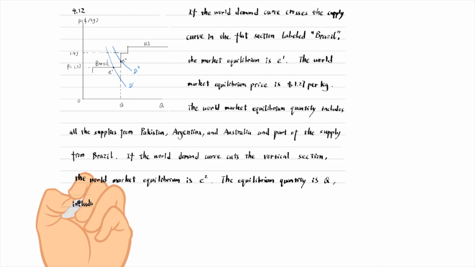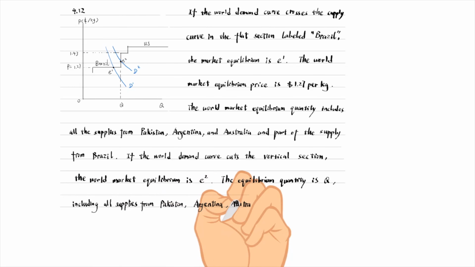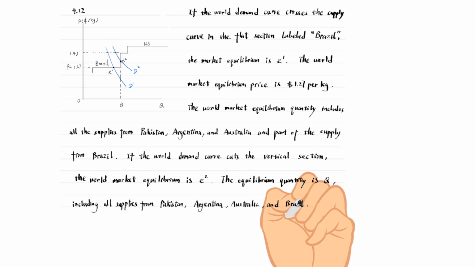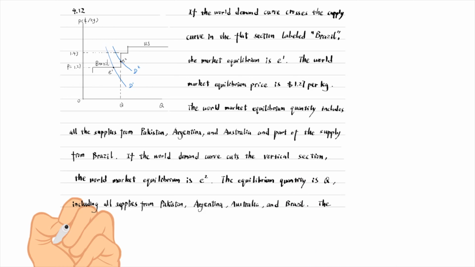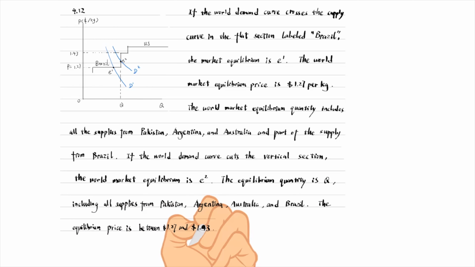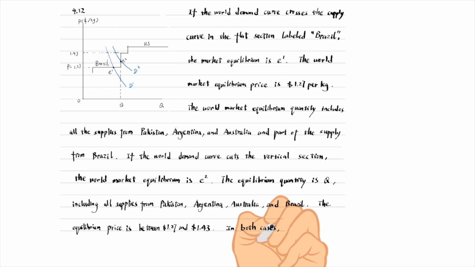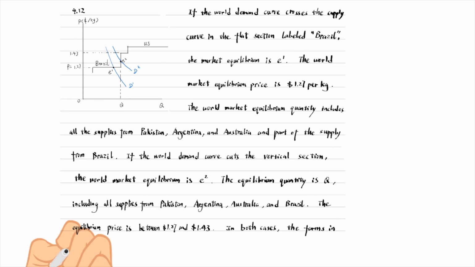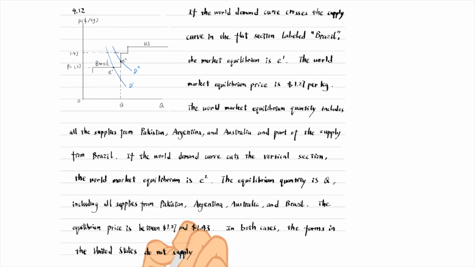The equilibrium quantity is Q, including all supplies from Pakistan, Argentina, Australia, and Brazil. The equilibrium price is between $1.27 and $1.43. In both cases, the farms in the United States do not supply cotton to the world.